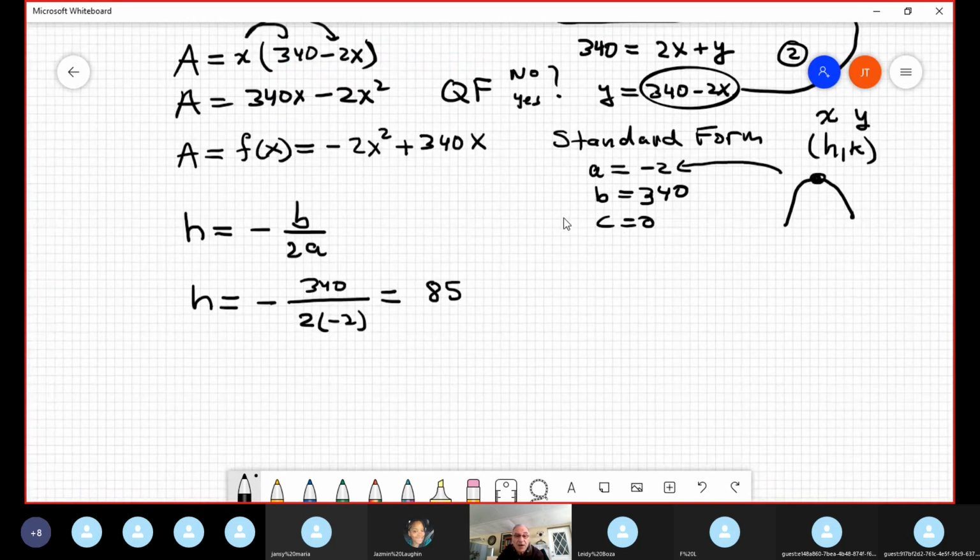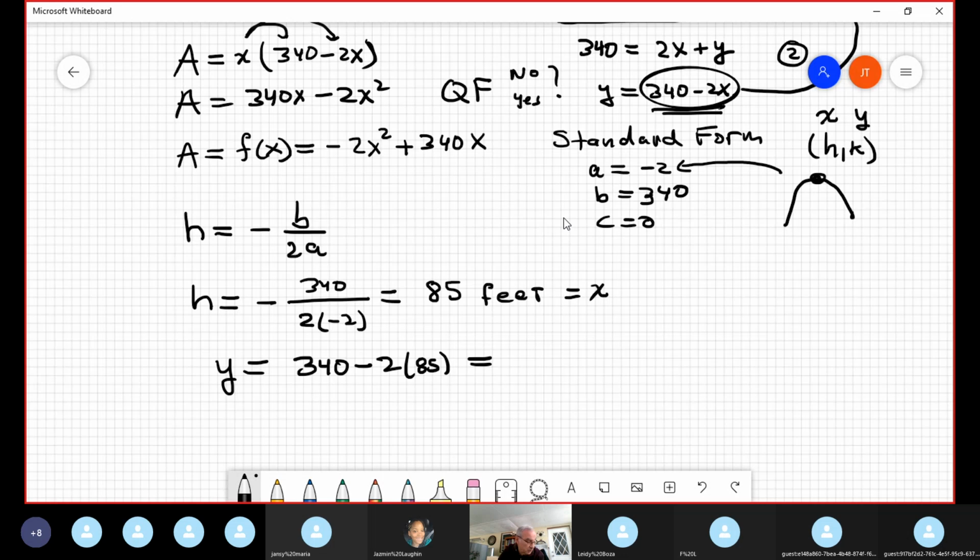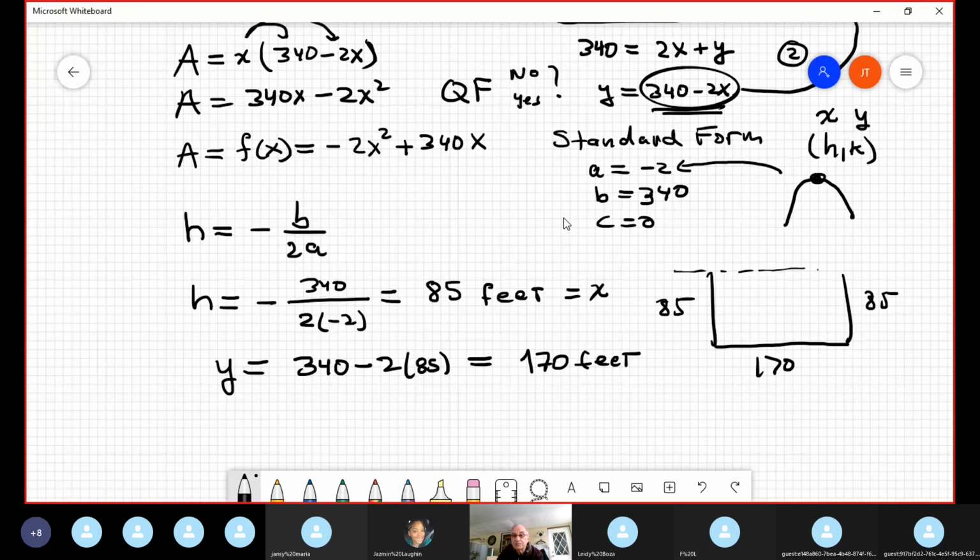So it's 85 feet, I guess so. It's x. And y, well, it's easy because I'm using the formula, 340 minus 2 times 85, because I know that x is 85. 85 times 2 is 170, and 340 minus 170 is 170 feet. Okay, this is the dimension of our parking lot. 85 feet and 170. This is the road, no?